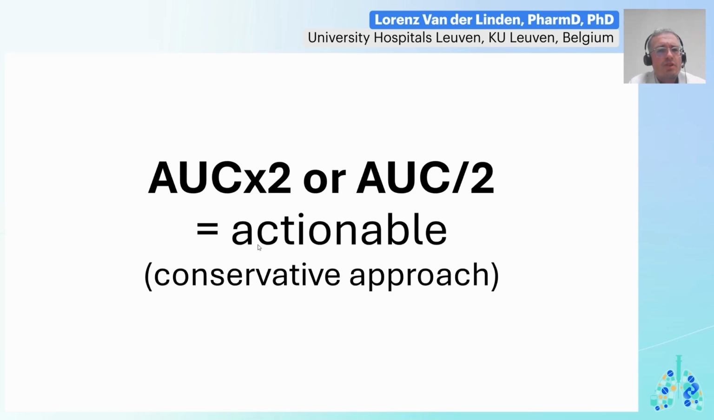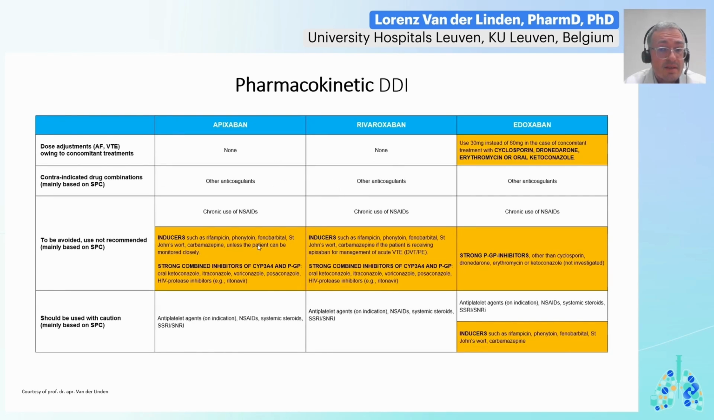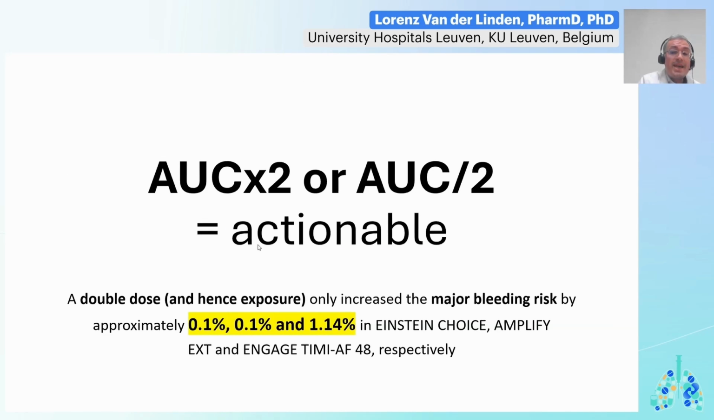Doubling or halving of exposure is actionable. And again, this is what informs the package label, and we can recognize this. We do have some trial data on what happens when we actually double the dose, and the bleeding risk will go up. It is then increased by up to approximately 1% when you double the dose. Einstein Choice and Amplify Extended were extension trials in the VTE setting, secondary VTE prevention, and ENGAGE AF-TIMI 48 was the landmark trial of edoxaban in AFib.